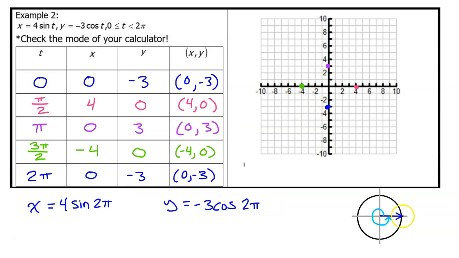2 pi lands at the same place on the unit circle as 0. So the sine of 2 pi and the cosine of 2 pi will be the same as the sine and cosine of 0. So we will get all of the same values that we got when t was 0. So we get the same blue point.